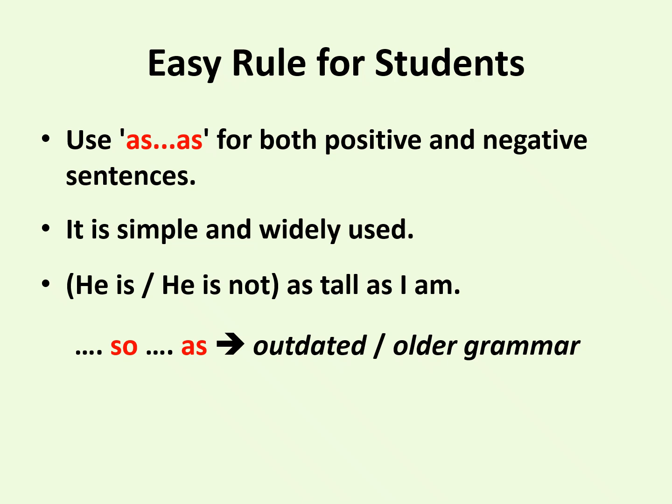So whether you say he is as tall as I am or he is not as tall as I am, you are using as. He is as tall as I am. He is not as tall as I am. In both the cases, as. This is the recommended usage according to modern English. So use as for both positive and negative sentences, whether you say he is or he is not. In both the cases, as tall as I am. There's no need to use so as.